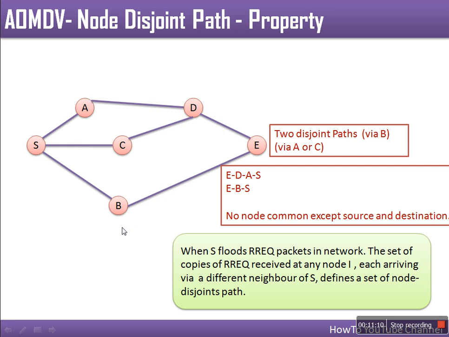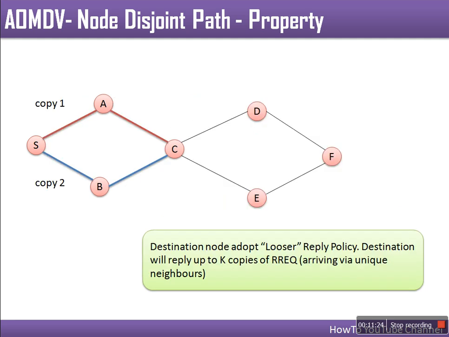Now the thing is, if we calculate node disjoint paths in our network, there will be very few paths. So instead of going for node disjoint paths, we actually use link disjoint paths. How is that achieved? In the AOMDV routing protocol, the destination node adopts a loser reply policy. What is that? Whenever a destination receives multiple copies of a route request packet, it will not entertain only the first one. It will send replies to up to k copies, and this k can be set.